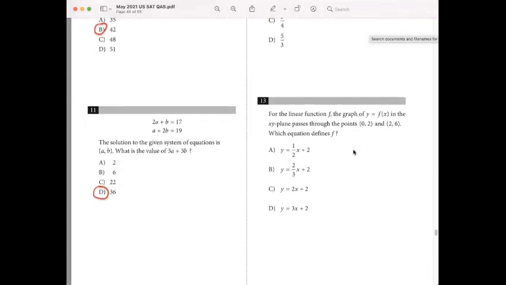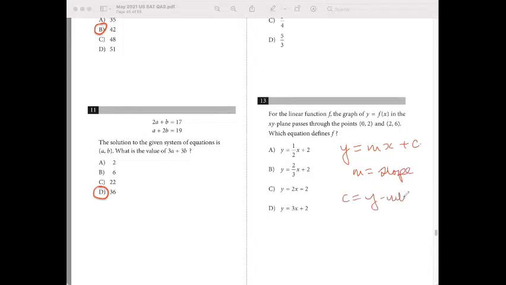Okay, next is question 13. For the linear function f, the graph of y equals f(x) in the xy plane passes through the points (0, 2) and (2, 6). Which equation defines f? So we have y equals mx plus c, where m is the slope and c is the y-intercept.